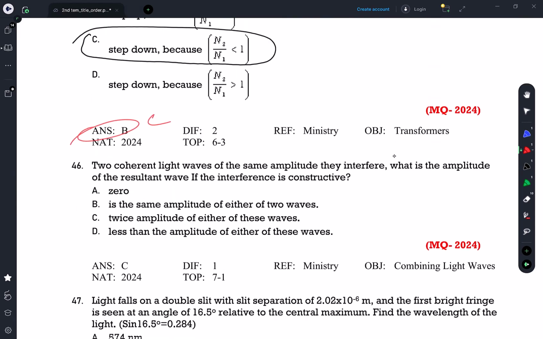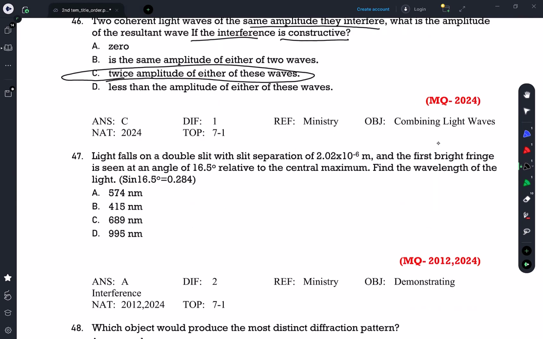Two coherent light waves of the same amplitude interfere. What is the amplitude of the resulting wave if the interference is constructive? Of course, in this case, with the same amplitude, it will double. So twice the amplitude of either of these waves is the correct answer.